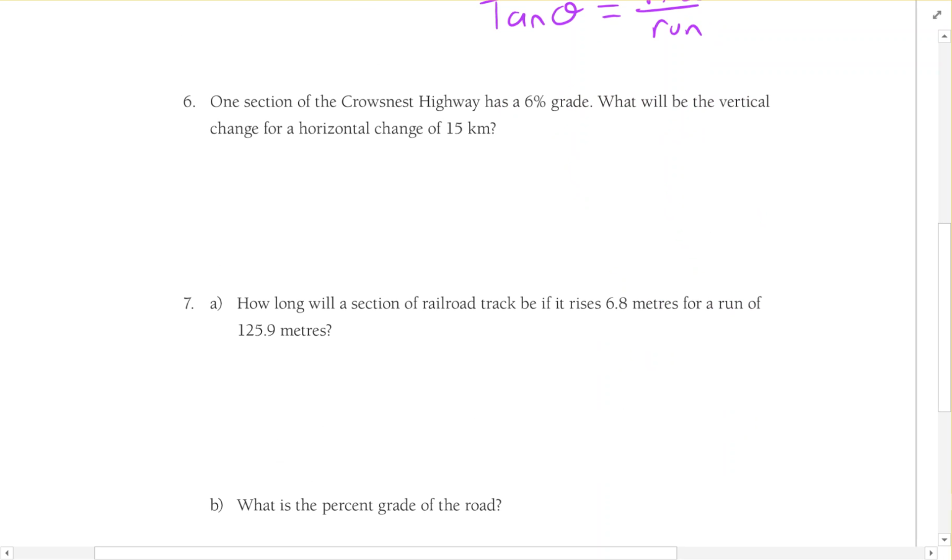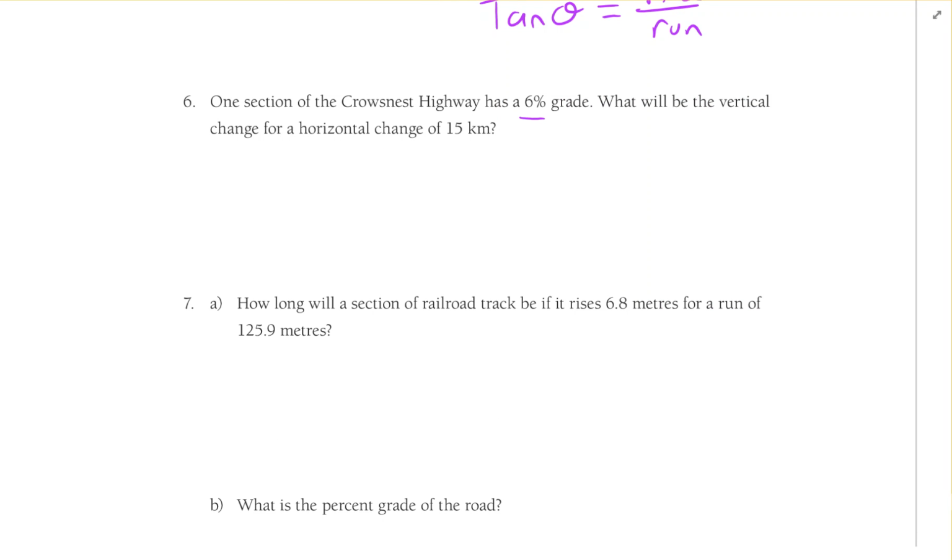Number 6 says one section of the Crow's Nest Highway has a 6% grade. What will be the vertical change for a horizontal change of 15 kilometers? Okay.